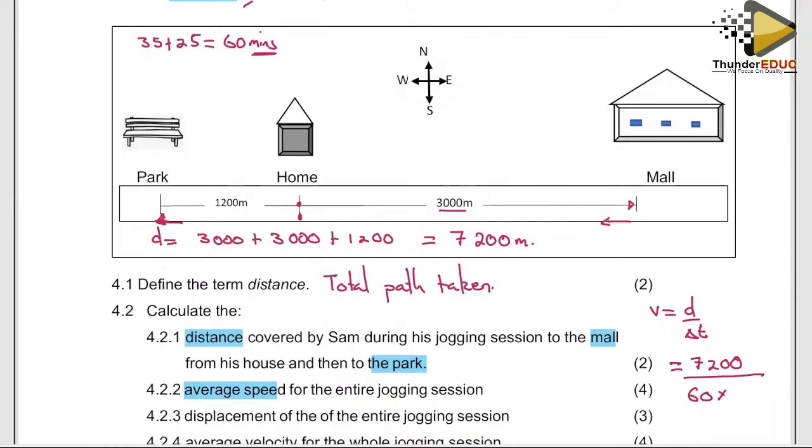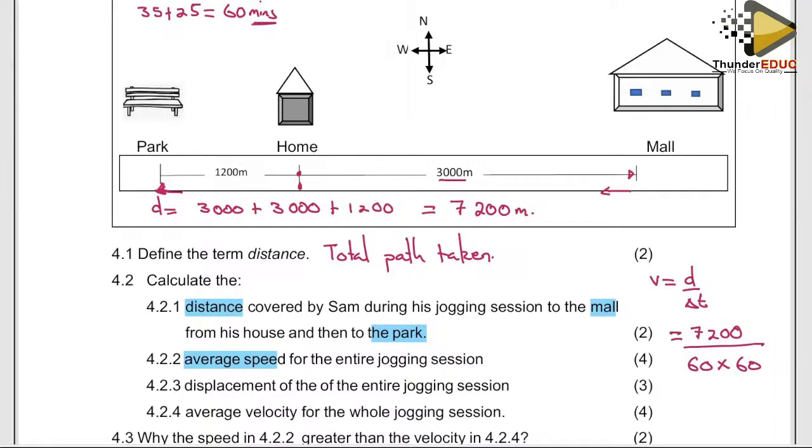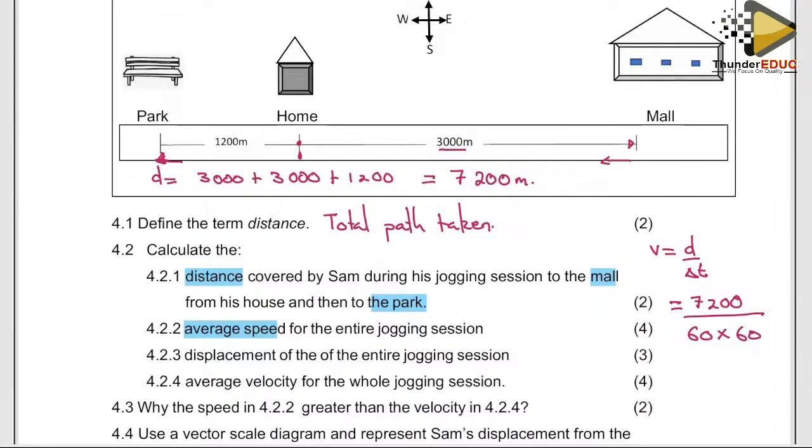I'm supposed to say 60 times 60, because this is equivalent to an hour. An hour is made out of 60 minutes, and each minute is made out of 60 seconds. So I punch that into my calculator: 7,200 divided by 60 times 60. Therefore, I get a value of 2. So this speed is equivalent to 2 meters per second. Remember, speed is a scalar quantity, therefore there is no need for us to look for direction.